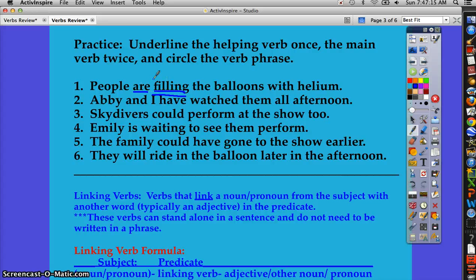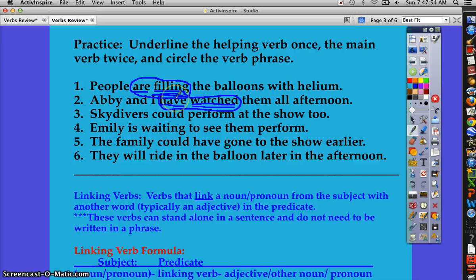And then if we look at this question, it said to circle the verb phrase. Once you have the helping verb and the main verb, you have the verb phrase. So we're going to circle are filling. Okay, number 2, Abby and I have watched them all afternoon. Again, let's look for the main action first. What did Abby and I do? We watched. So we're going to underline watched with 2 lines. And then I want to look in front of watched. Is there a helping verb telling when we watched it? Have helps us know that it was happening in the past tense. So we're going to circle have watched as the verb phrase.